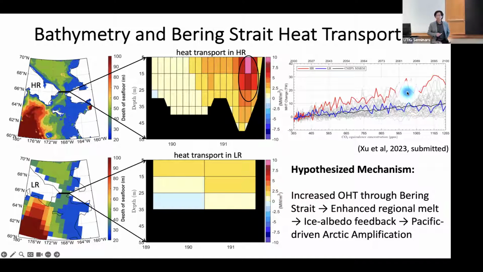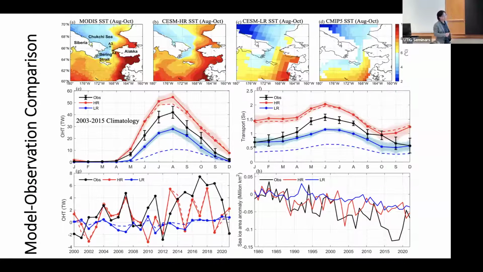Bering Strait, right? So our hypothesis is that it's really the improved representation of the Bering Strait heat transport in the high resolution model that causes the difference in the Arctic amplification. The high resolution model actually gives you a faster warming in the Arctic Ocean.